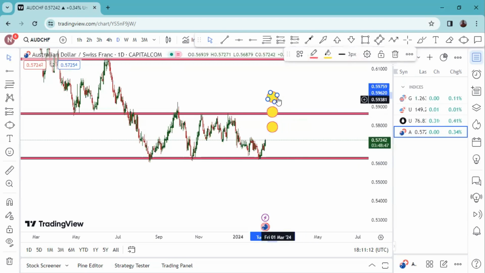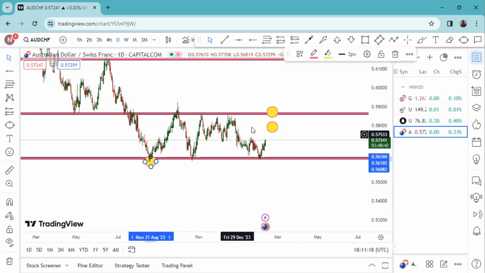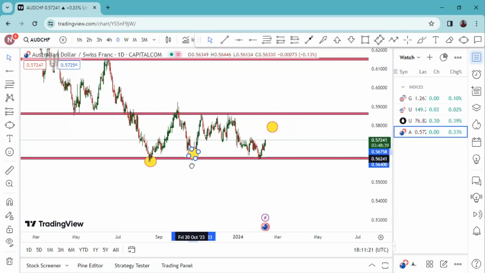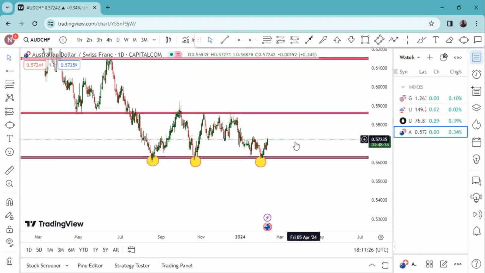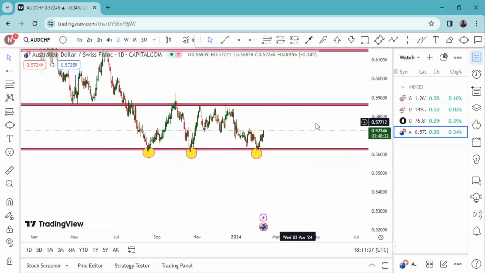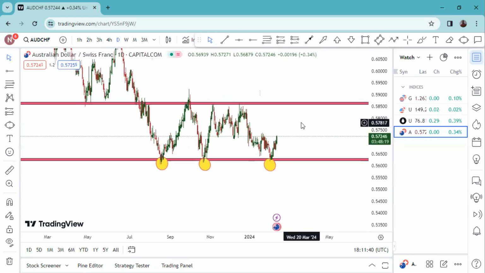As you can see, we have a point there, a point there, a point there. So that means this market has rejected this point 3 times. 1, 2, 3. So this is a very strong support, and it's a support on a daily. So the first thing that we are going to do: the market is in my support area.